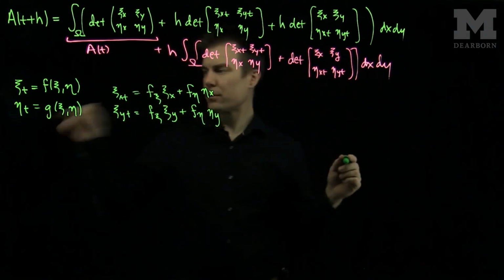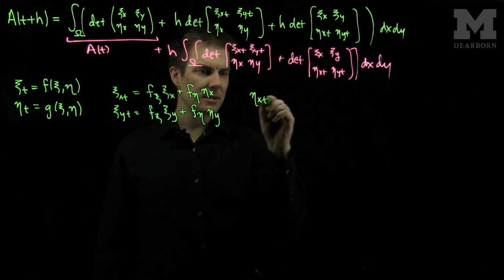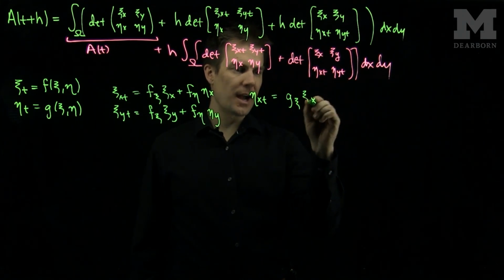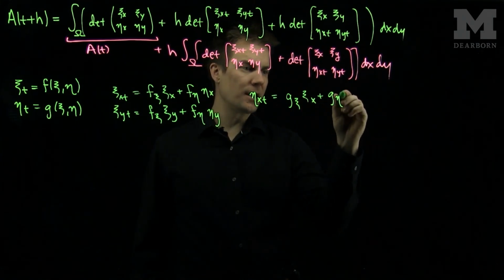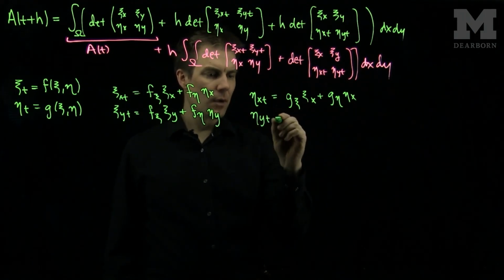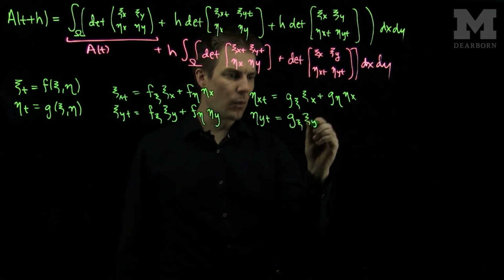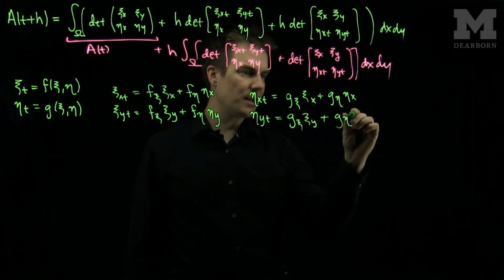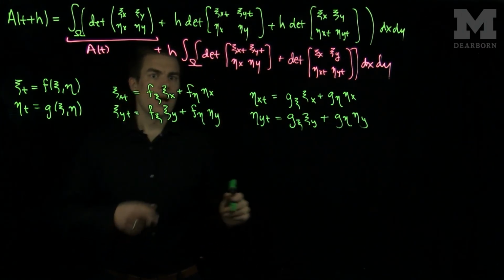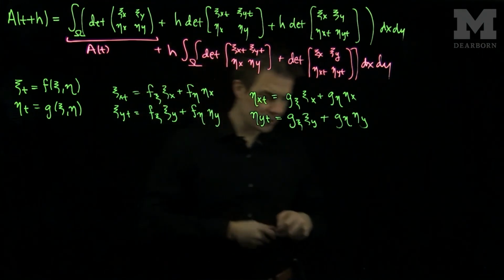And the corresponding results for the η_x and η_y: I'll have η_xt will be g_ξ ξ_x plus g_η η_x, and η_yt will be g_ξ ξ_y plus g_η η_y. So we will plug this in. Let's look at the first expression over here. This first determinant, we'll call this determinant number 1.